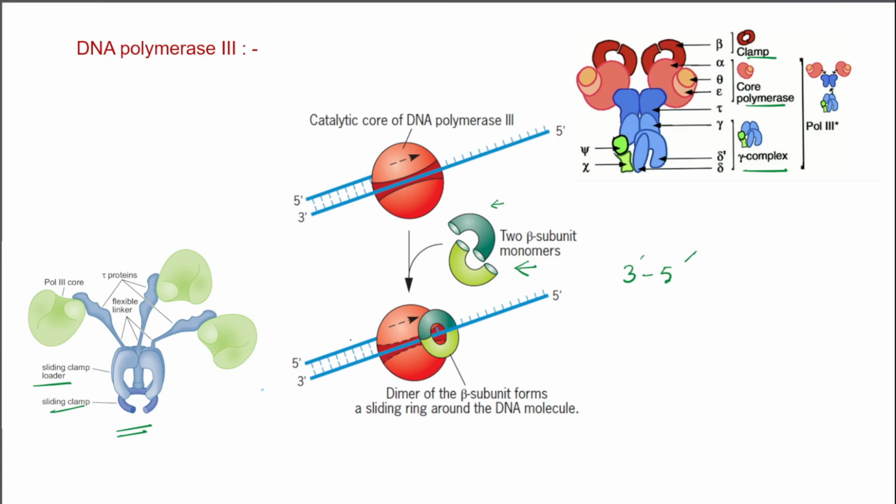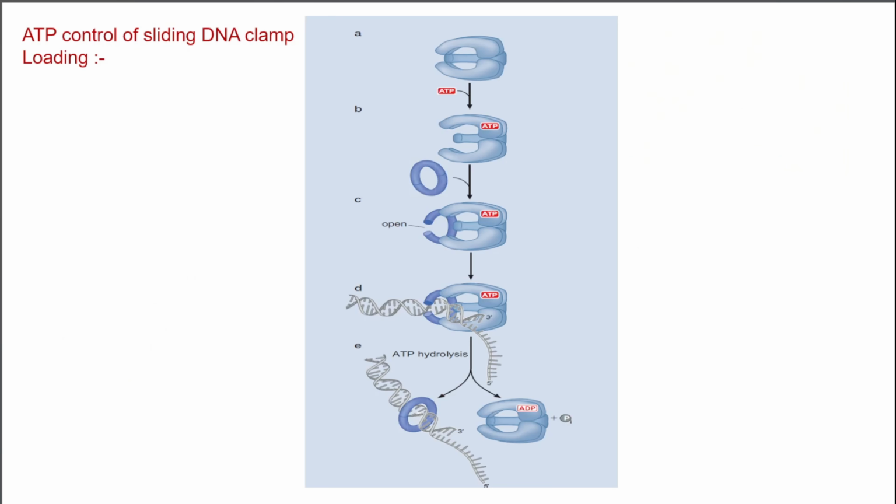After the RNA primer is added at the ORI site, the clamp loader complex, that is the gamma complex, recognizes the primer-template junction, and the clamp loader uses ATP to open the beta clamp. This is the process of how ATP helps in loading the sliding clamp. The sliding clamp loader uses ATP as an energy source to open the beta clamp and load it onto the DNA at the primer-template junction, which is recognized by the sliding clamp loader.